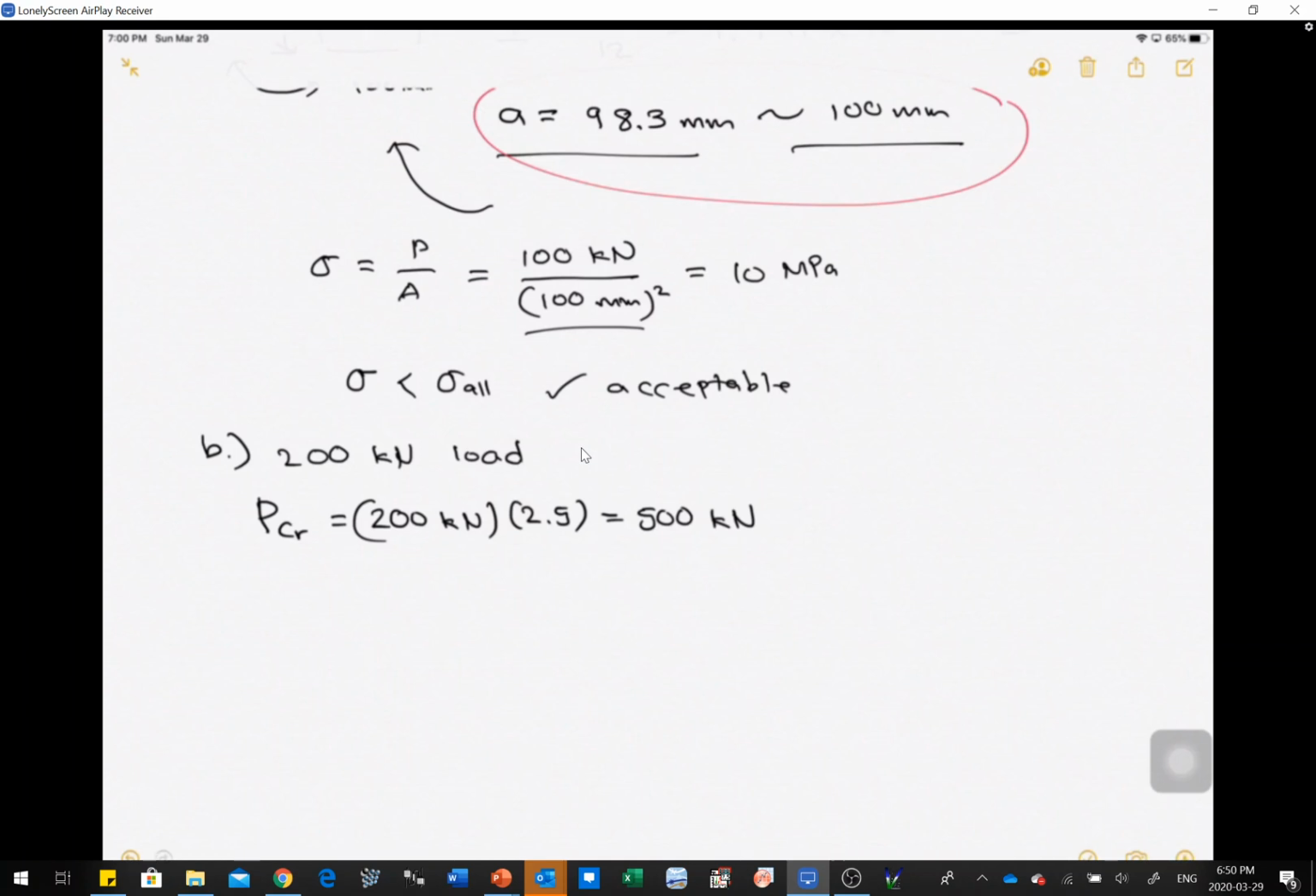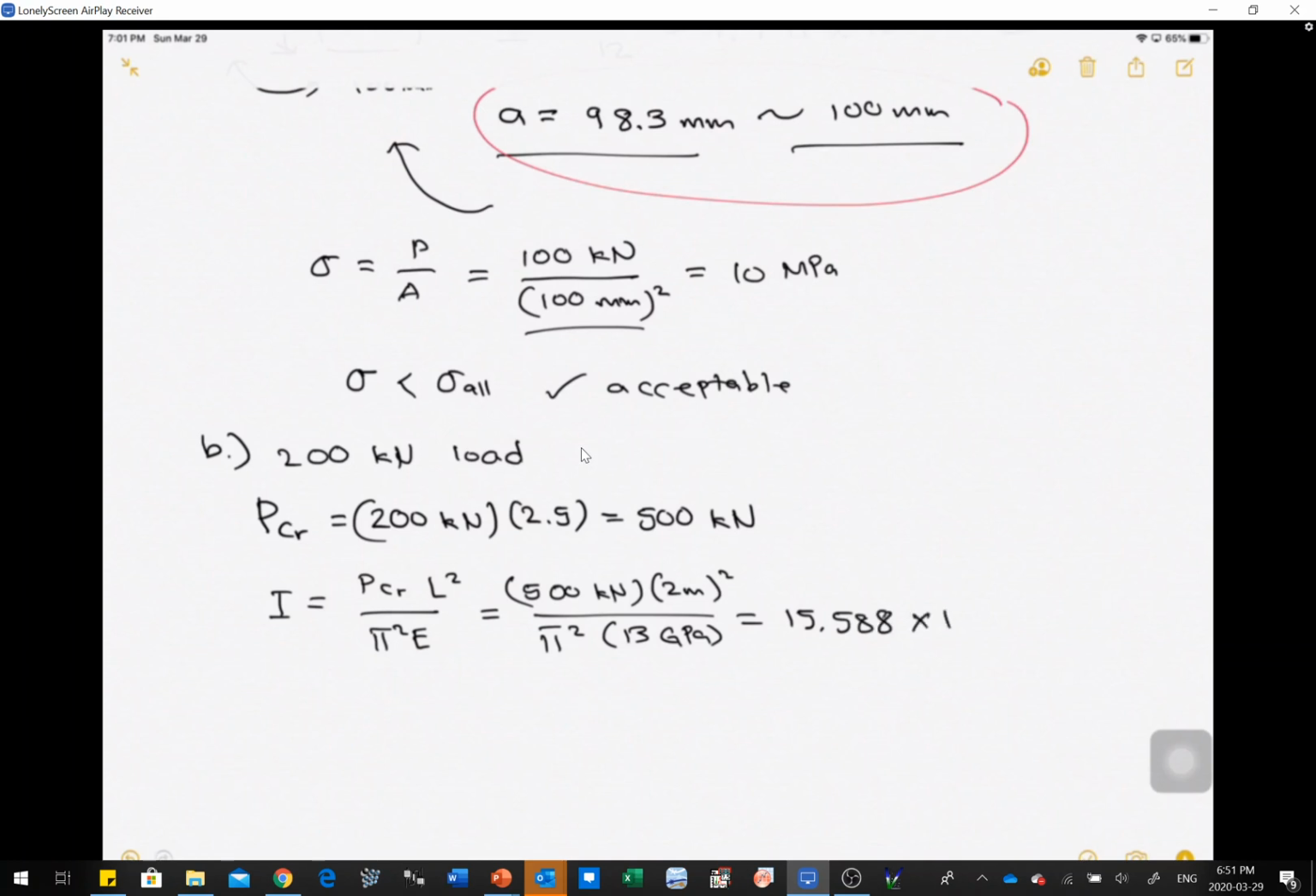Similar calculation from before, we can calculate our I, and that's equivalent to PCR L squared divided by pi squared E. I'm just going to write it here, that's 500 kilonewtons, your L is 2 meters squared, divided by pi squared. You have 13 GPa, so you have to be very careful with your units in this equation, and then you will end up with 15.588 times 10 to the negative 6 m raised to 4.